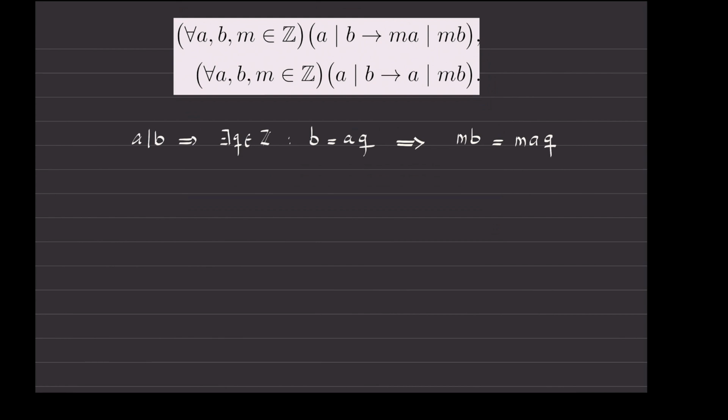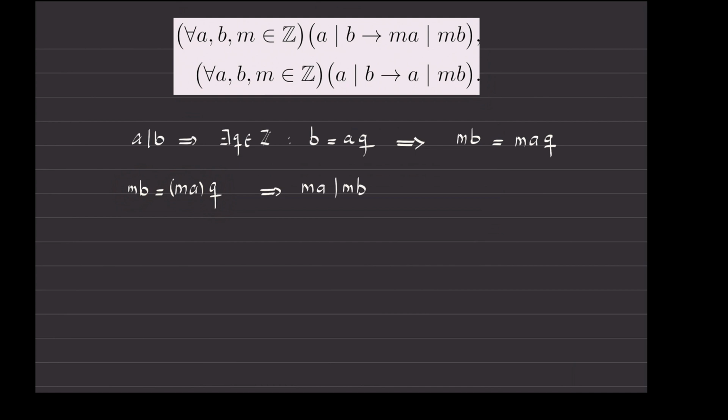Okay, then I can interpret this equality in two different ways. I can interpret it as mb equals, let me write it in this form, ma times q. Then what does it mean? It means that this number multiplied by an integer is equal to this number. So this means that ma divides mb.